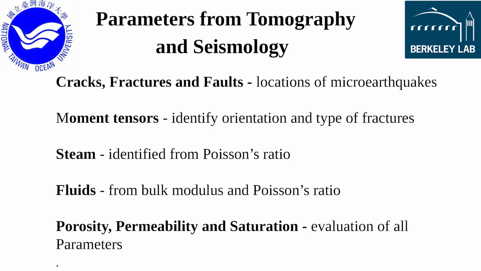Steam, we can identify steam by Poisson's ratio. One of our elastic parameters can identify what is steam and what is water. You'll see an example of that later. Like I said, for bulk modulus, you can identify fluids by Poisson's ratio as well. And if you look at all of these, plus your other pieces of information you might get from other sources, we can identify the porosity, the permeability, and the saturation of the volume. So these are all things you get of your volume that you may not see at the surface.